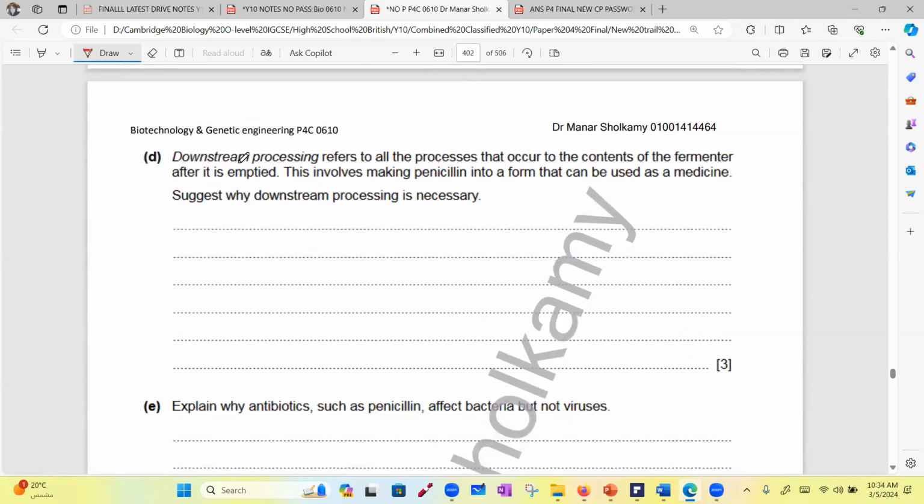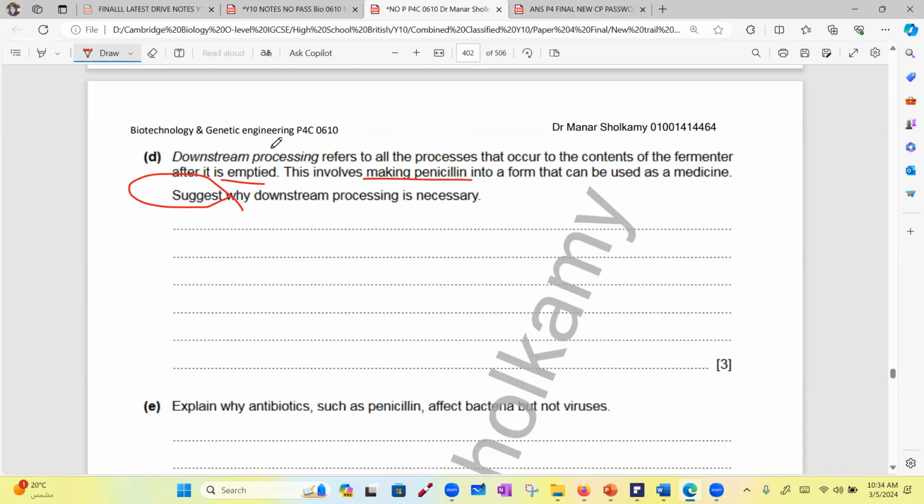Suggest: downstream processing refers to all the processes that occur to the contents of the fermenter after it is empty. This involves making penicillin in a form that can be used. Suggest why downstream processing is necessary. Suggest means critical thinking question. Why do I have to downstream the process? And read the question. Here it occurs to the contents, to the final product, I mean, after it is emptied. Yes. Why do I have to do some downstreaming? Give me an answer. I want 3 reasons.